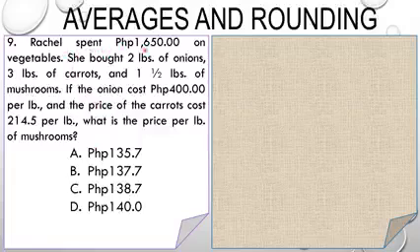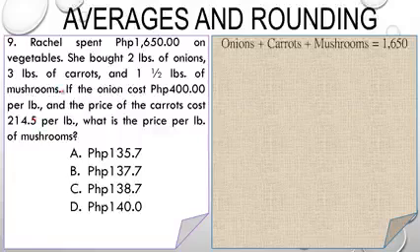Rachel spent 1,650 pesos on vegetables. She bought 2 pounds of onions, 3 pounds of carrots, and 1.5 pounds of mushrooms. Okay, bumili ng 2 pounds ng onion si Rachel. Napakamahal ng sibuyas ngayon. 3 pounds ng carrot, 1.5 pounds of mushroom. Yung onion, nagkakahalaga ng 400 pesos per pound, and the price of the carrots cost 214.5 pesos per pound. The question is, ano yung presyo per pound ng mushroom?